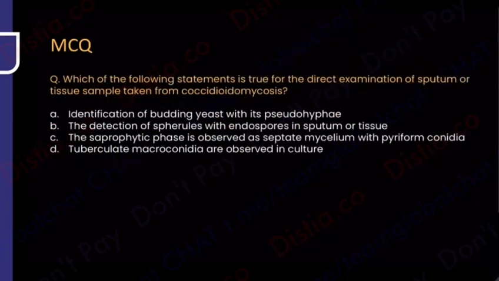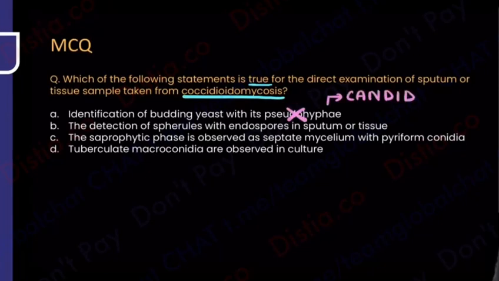Coming on to the next question. Okay, so let's see which of the following statements is true for the direct examination of sputum or tissue sample taken from coccidioidomycosis. So for coccidio has been mentioned. Okay, so the first one is saying that you are going to see identification of yeast with its pseudohyphae. Do you see pseudohyphae in coccidioidomycosis? No. Pseudohyphae is a very important feature of Candida. So this is the wrong statement over here.